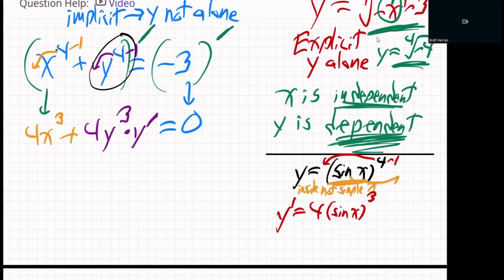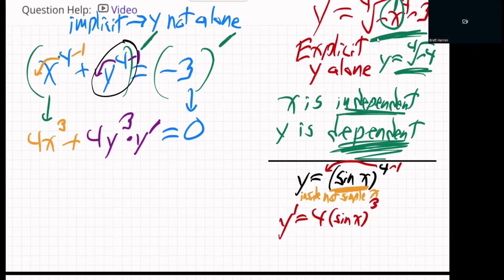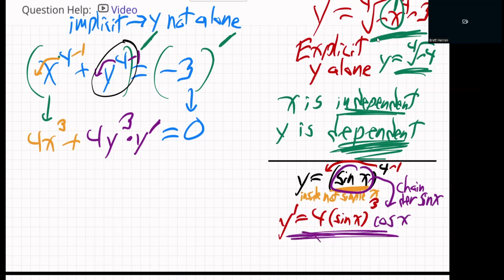So what does that mean? Let me pick that up. You got to do the chain rule. You remember that? So in fact, I'll do it right here. Get that to erase. There we go. You got to do the chain rule, the derivative of sine x. And what's the derivative of sine x? Cosine x. That's the real derivative, right?